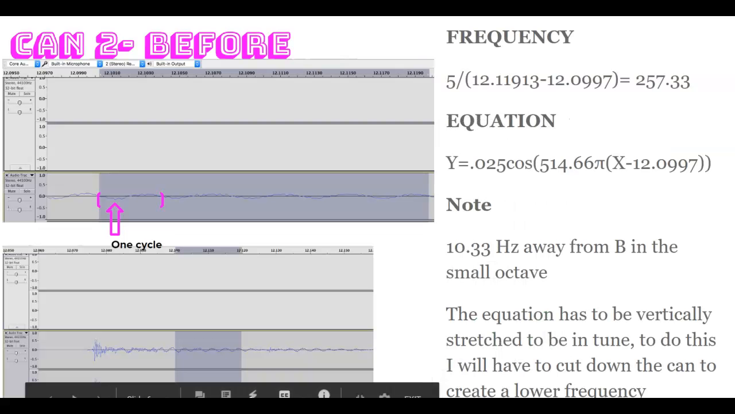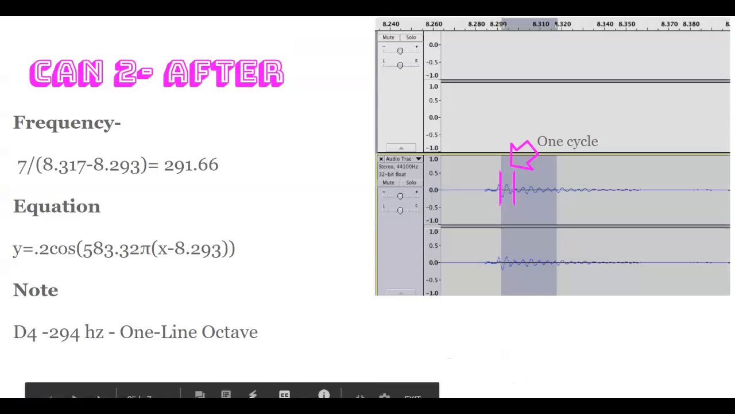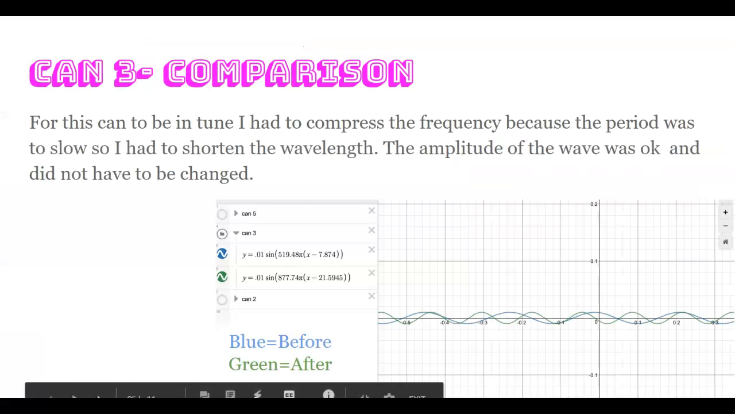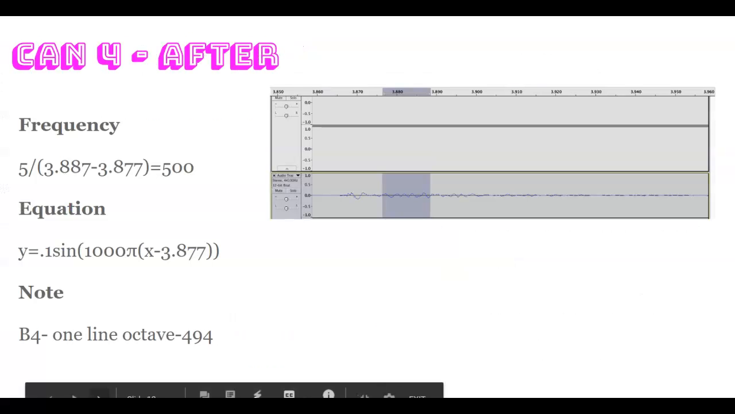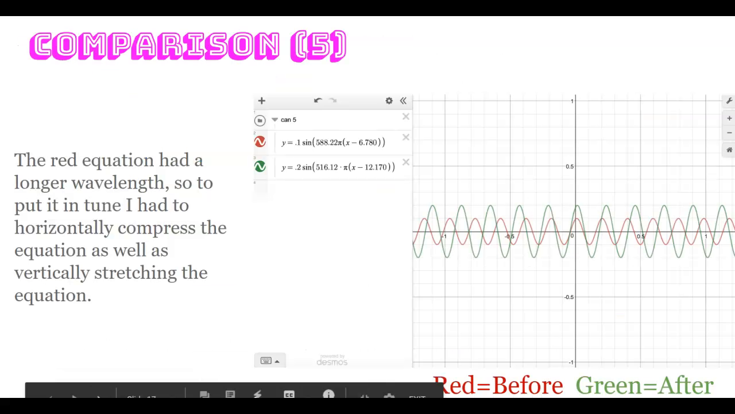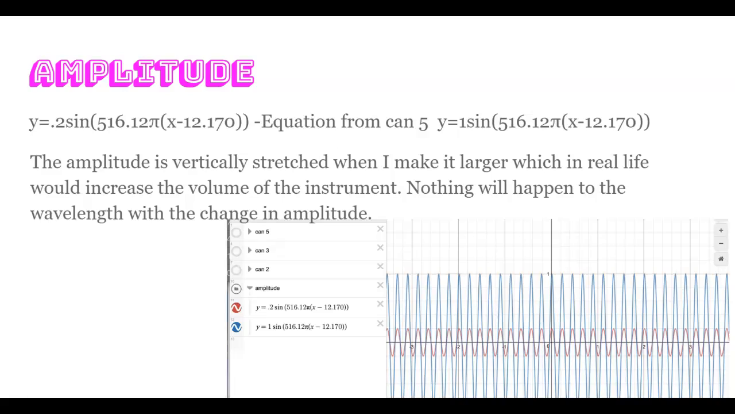So then this was her can 2 before, and she did an after for that and a comparison. So you can continue to do this for each note. And again, she is going to have 5 because that's how many notes they did, but you guys are only going to have 4. And then after all of that, you're going to have an amplitude slide.